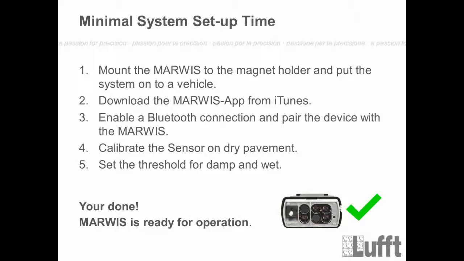Then calibrate the sensor on dry pavement. Set the thresholds for damp and wet if you want to change them. We have standard values for that, normally 10 and 100 micrometers, but some customers want a different one. If you want different ones, you can change them, of course. And then you can start. You're done, right? MARWIS is ready for operation. And that's really easy. The maximum setup time, which we normally think of, is really maximum 60 minutes. And then you can start to measure.